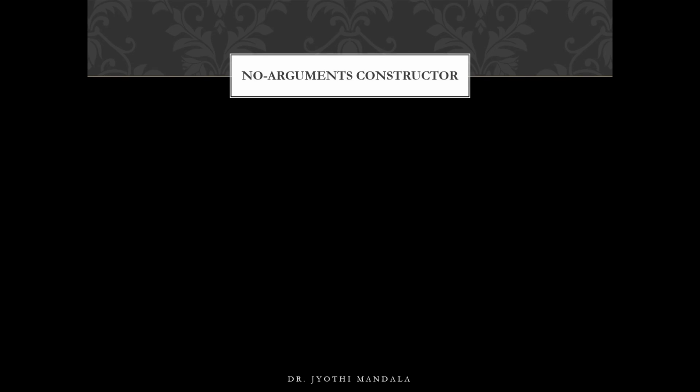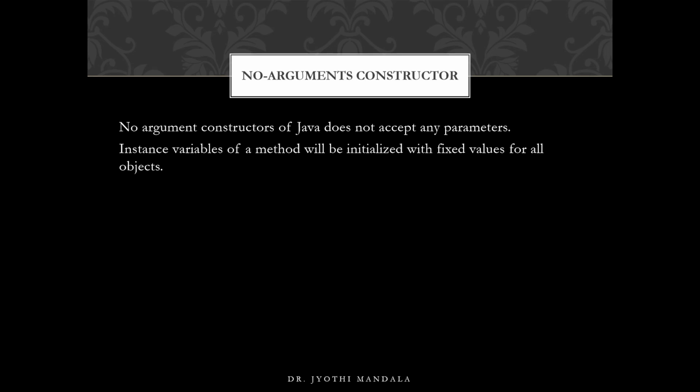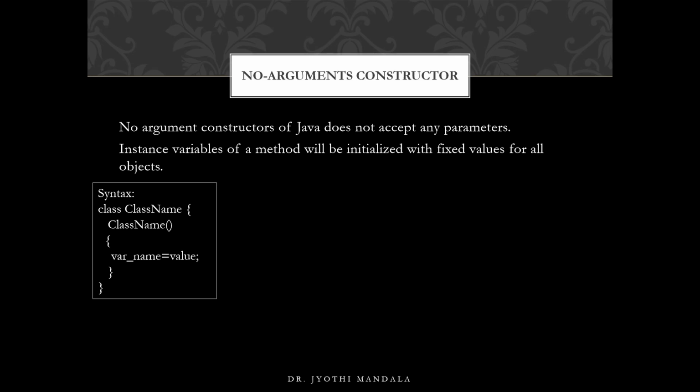The first type of constructor is a no argument constructor. A no argument constructor is nothing but it will not accept any parameters in its parenthesis. With this no argument constructor, your instance variables will be initialized to some fixed values for all the objects. Suppose for your class you are creating two objects, object 1 and object 2. For both the objects, the instance variable value will be given as the same fixed value. We don't have an option of giving different values. I'll show you with an example.